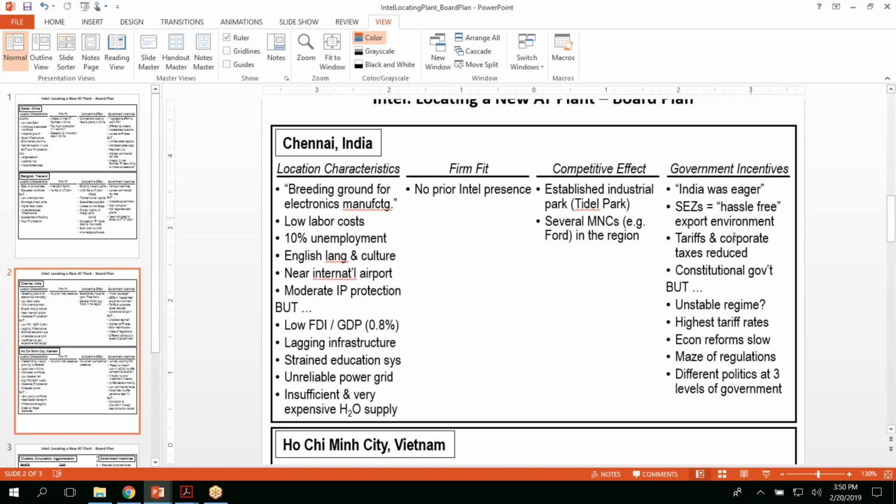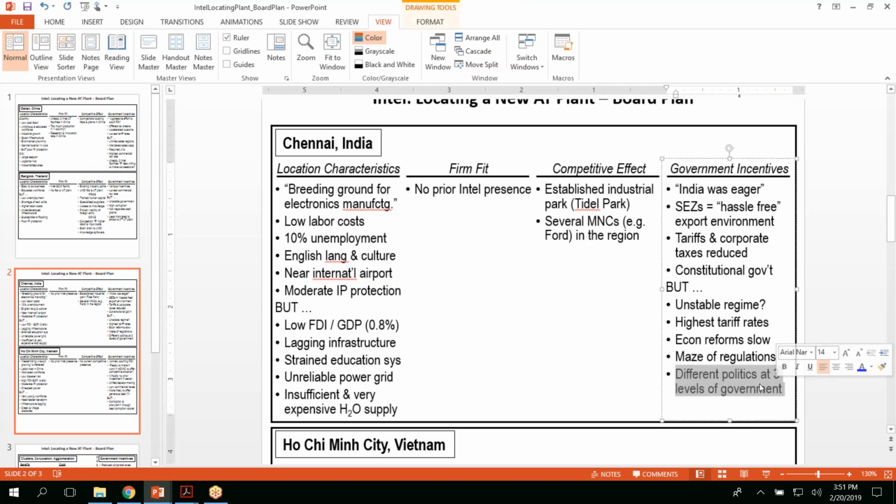It says India was eager. There's a quote from the case study. They created these special economic zones. So in theory, they want you there. But first, if you think about politics, it's a rather unstable regime. So it talks about this idea of a coalition government, right, with a lot of different political parties to sort of rule it. So that's a problem, especially because this is very important. There are different politics at 3 levels of government that you've got to deal with in India. You've got to deal with the city or local, the statewide, I think it's for province sort of politics, and the federal government. So you have 3 different levels of government, each wanting different things.